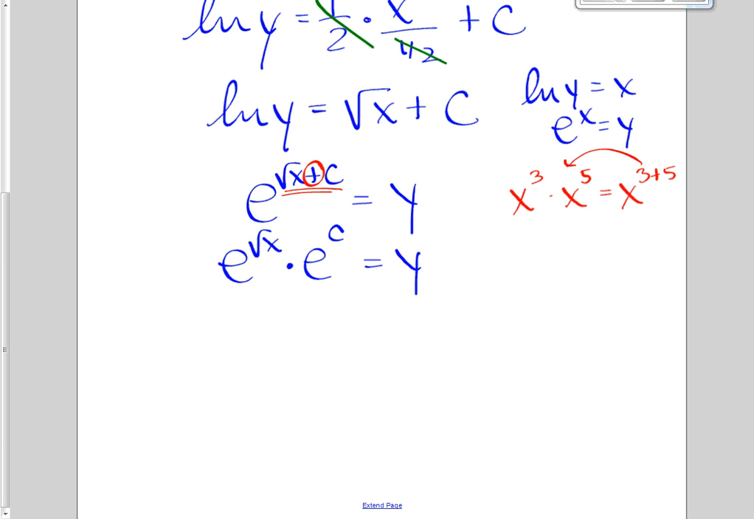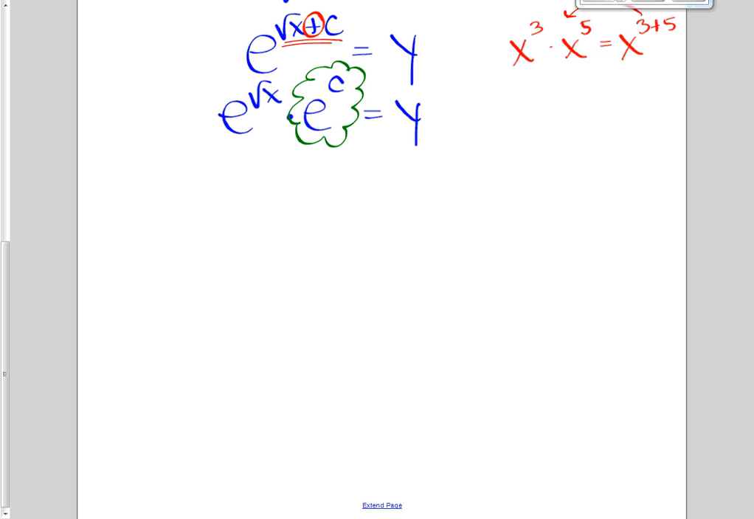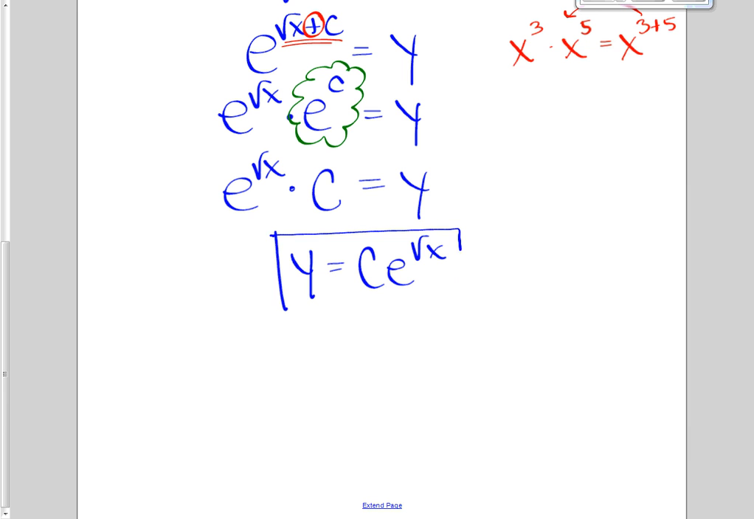And then again, we've got our little catch-all constant rule right here, that e to the c power is just some unnamed constant, which this whole time we've just been referring to as c. So I could then write this as just e to the radical x times c equals y. And then to clean this up, I would just write it this way. A little bit strange, but just take your time to go through that. It's not that complicated.